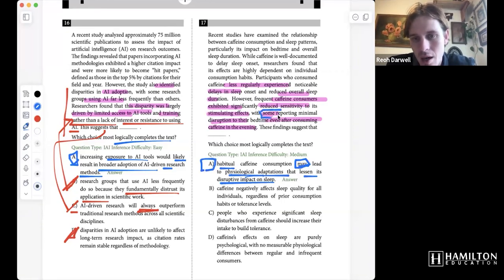And we have some here. This is what the SAT does to show safeness in an answer choice, right? It doesn't say will lead to physiological adaptations. It doesn't say all report minimal disruption, okay?